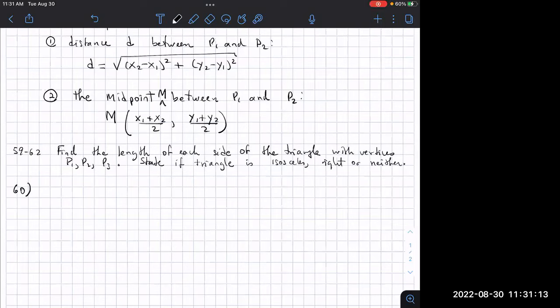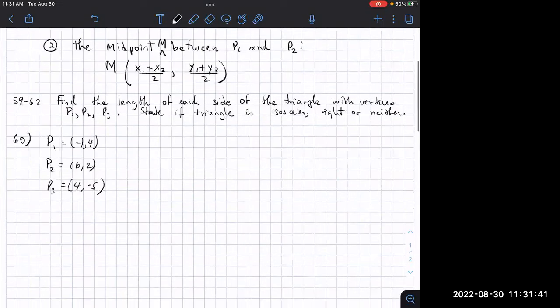Okay, so number 60, P1 has coordinates 2, 1. Oh, that's it. Okay, P1 is negative 1, 4. I was reading number 59. P2 is 6, 2. And P3 is 4, negative 5.